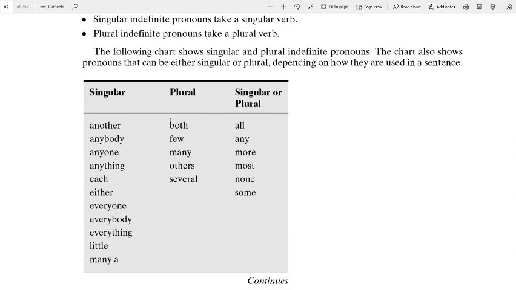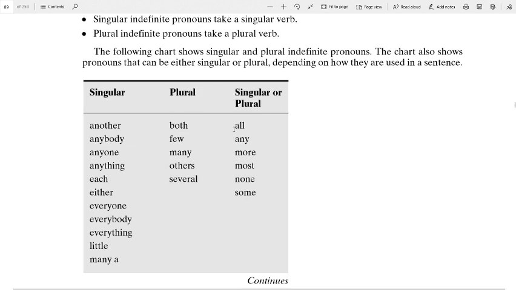Both the students were not listening to the teachers. Both the students were not listening to the teachers. So were not listening to the teacher, here you have to take plural verb were.